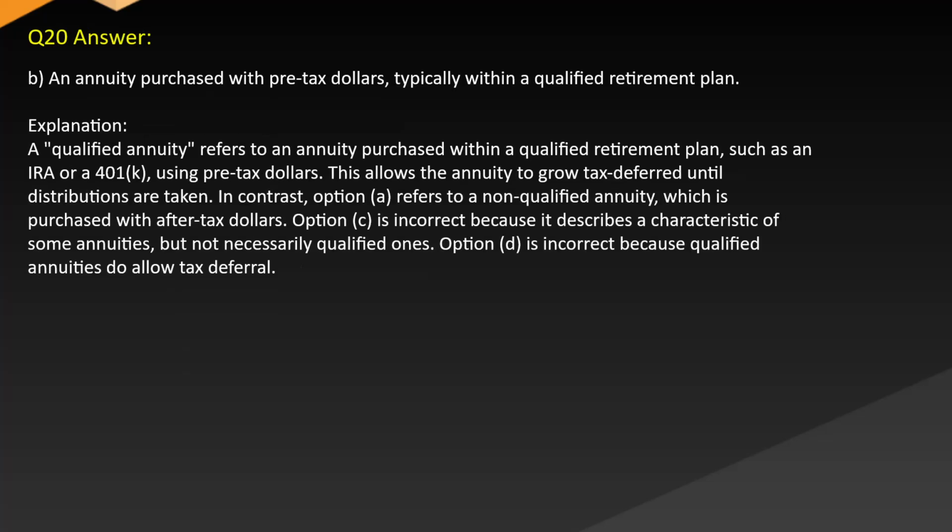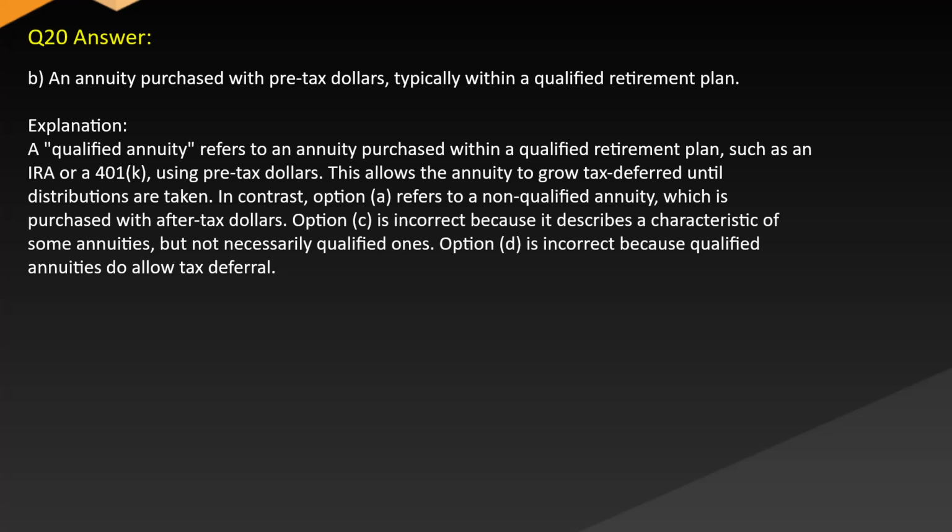Answer: B. An annuity purchased with pre-tax dollars, typically within a qualified retirement plan. Explanation: a qualified annuity refers to an annuity purchased within a qualified retirement plan such as an IRA or a 401(k) using pre-tax dollars. This allows the annuity to grow tax-deferred until distributions are taken.